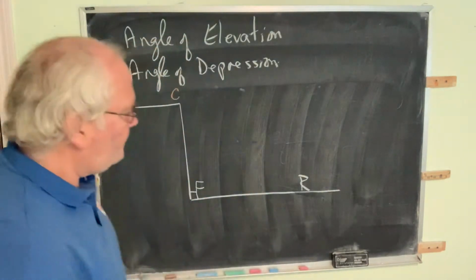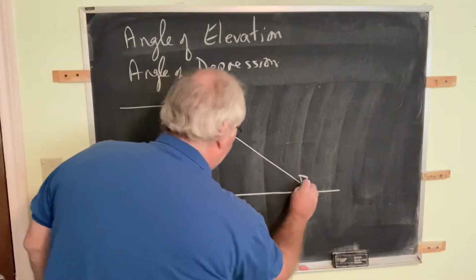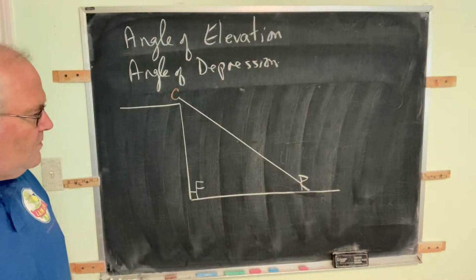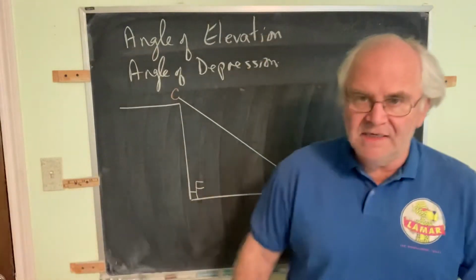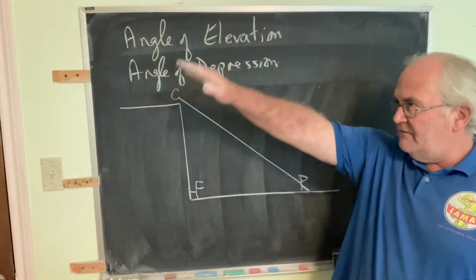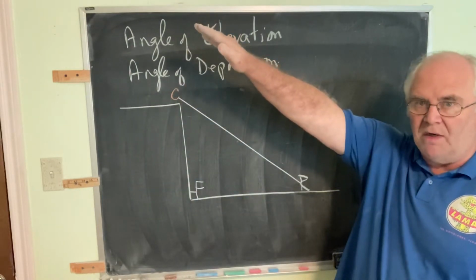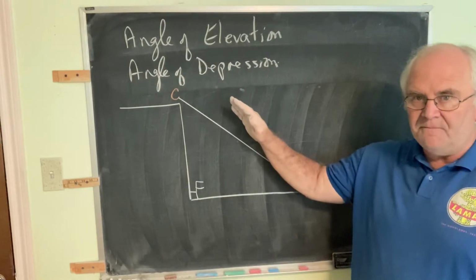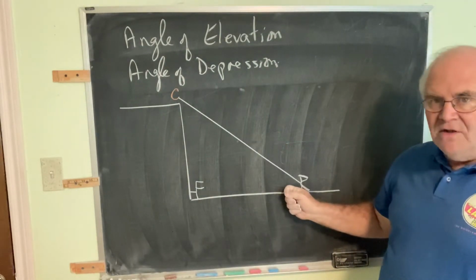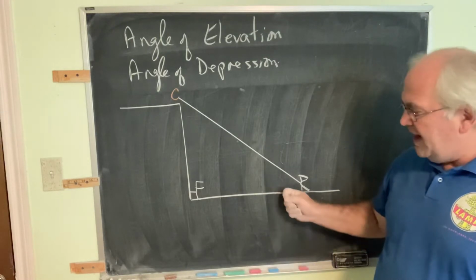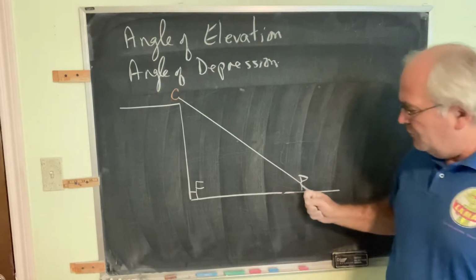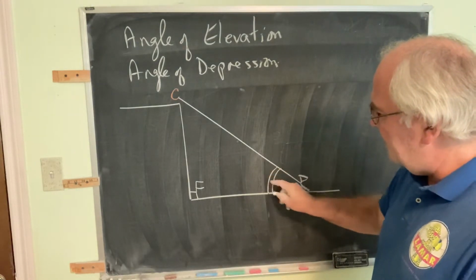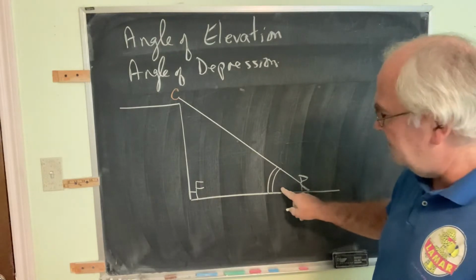Here's what that means. Draw a line between the coyote and the roadrunner. The roadrunner has an angle of elevation. Think of elevation as I'm looking upward. Angle of elevation is looking upward. And so here's the angle of elevation. The angle of elevation is always measured against the horizontal, from the perspective of the roadrunner. This is the angle of elevation.